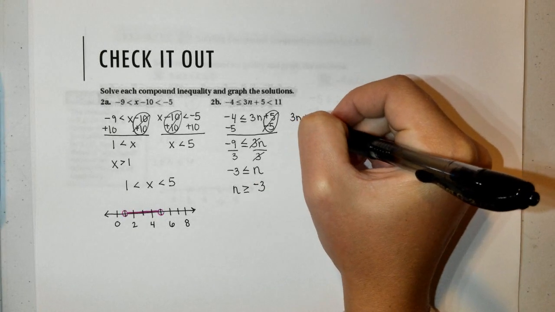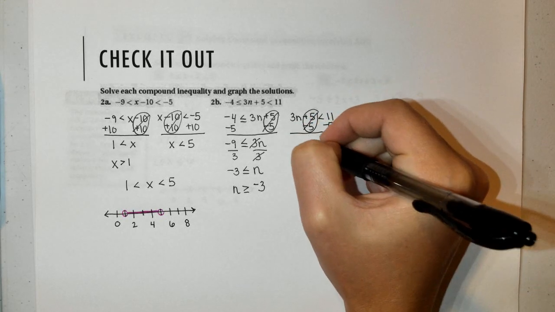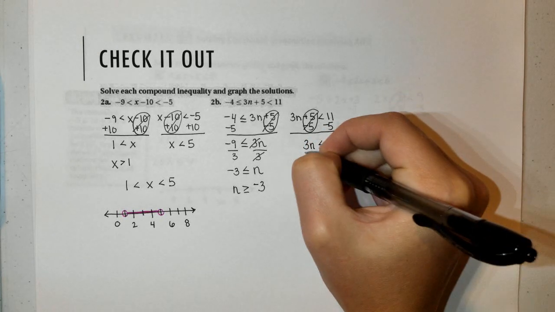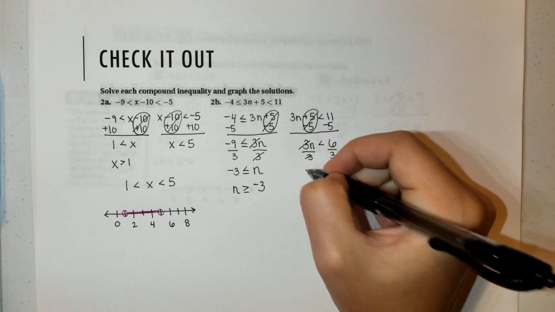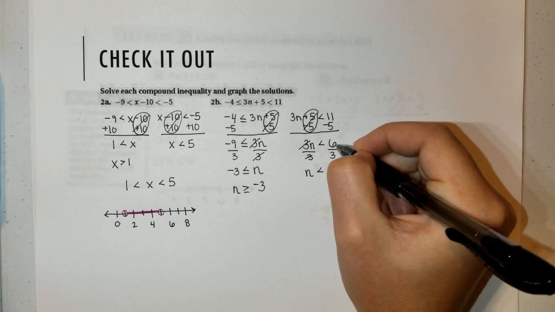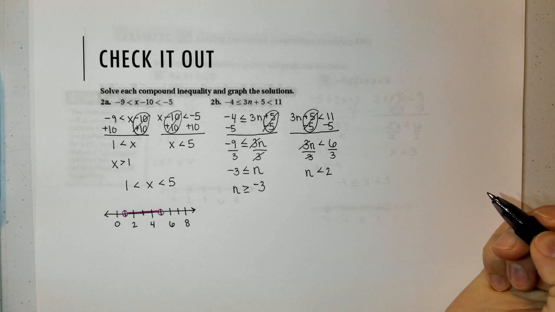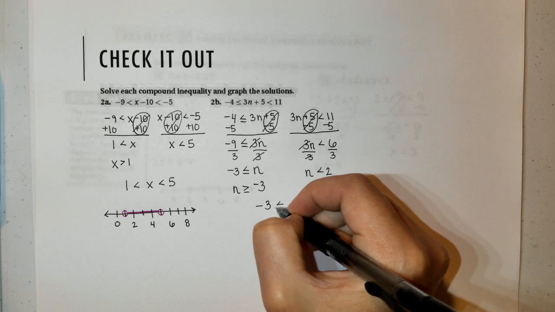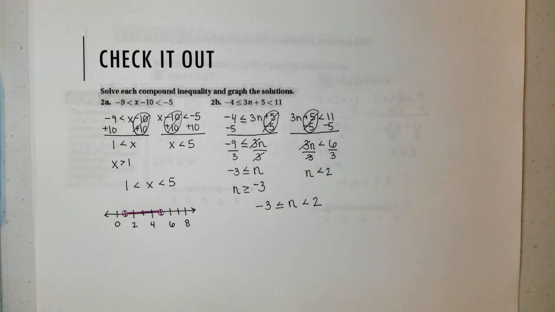Second one, I'm going to subtract 5 from both sides. 5 minus 5 gives me 0, so I'm left with 3n. 11 minus 5 is 6. Divide both sides by 3. 3 divided by 3 is 1, so I'm left with n. 6 divided by 3 is 2. So joining those together, negative 3 is less than or equal to n, which is less than 2.